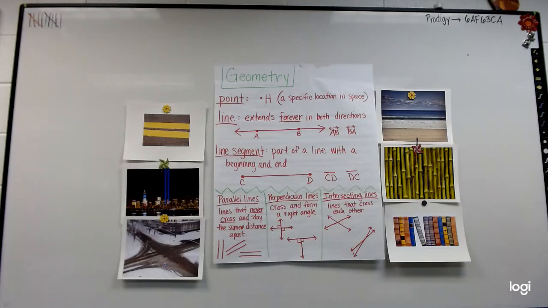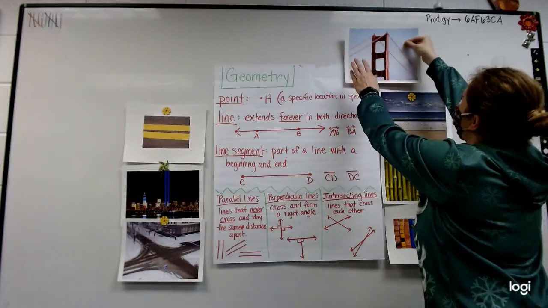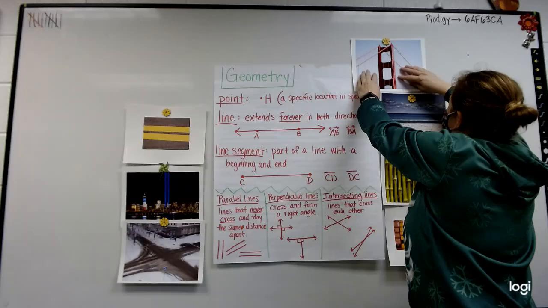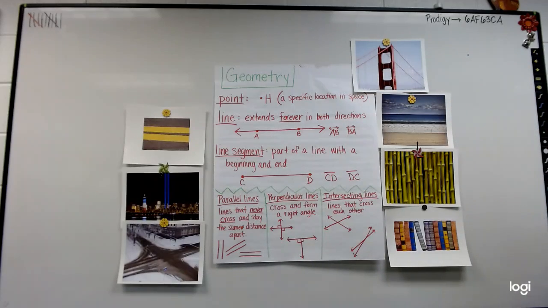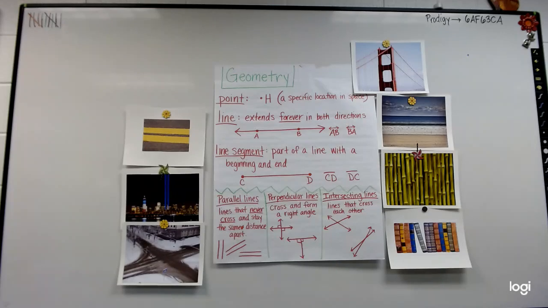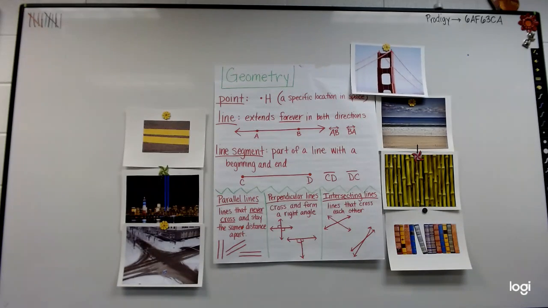Ooh, this is kind of a neat one. We've talked about this bridge quite a bit this year. The Golden Gate Bridge is in California. All right, you might notice some different things. We'll see. All right, Angie, what do you notice? Parallel lines. Where do you see the parallel lines?